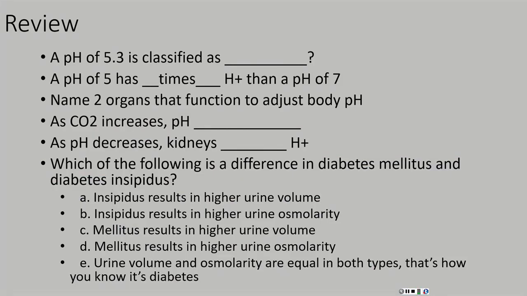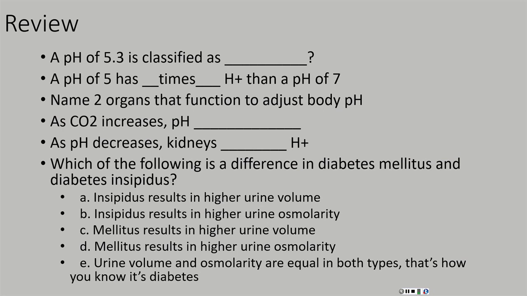So, just as a review, we can use these as our not really attendance questions for the day. A pH of 5.3 is classified as acidic. If it's below 7, it's acidic.